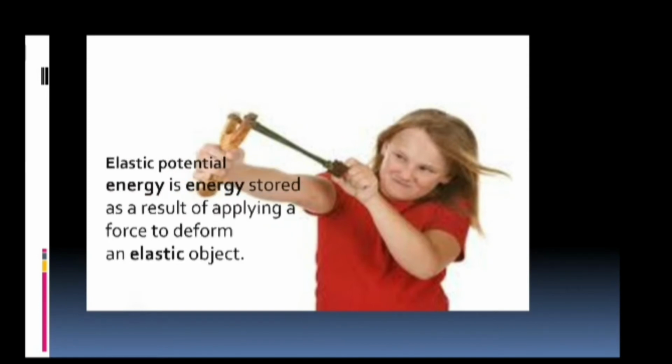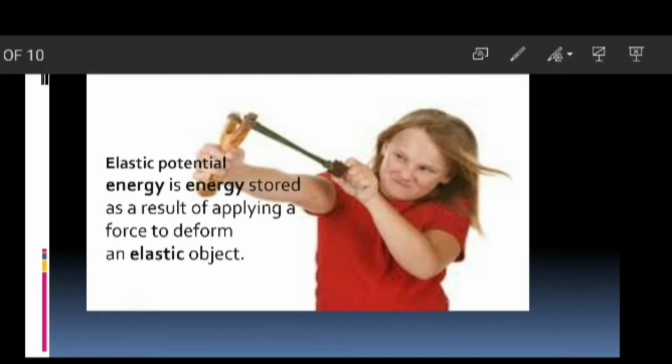Elastic potential energy is energy stored as a result of applying a force to deform an elastic object. So here I will explain what is the meaning of deform and how we are deforming this catapult. When we stretch the catapult, then the shape of the catapult gets changed, and because of that there will be a slight change, slight deformation in its shape. And during this process we store elastic potential energy in this catapult.